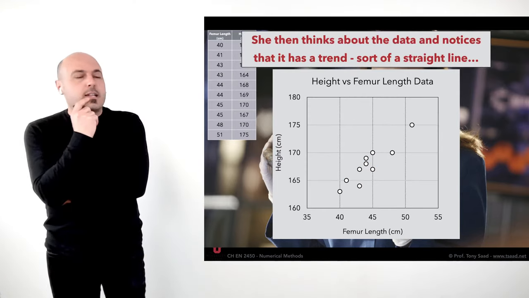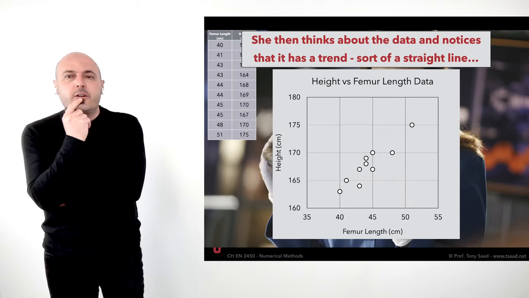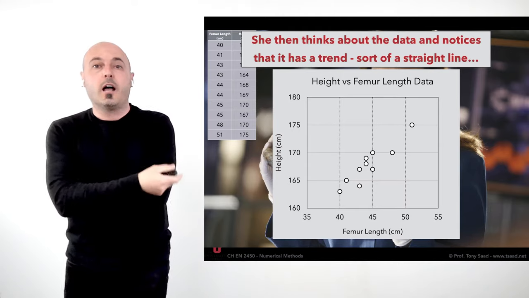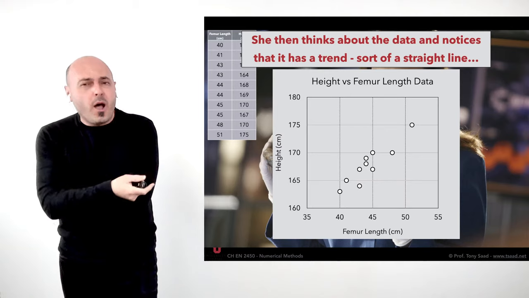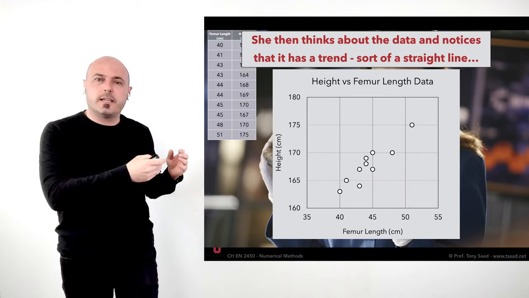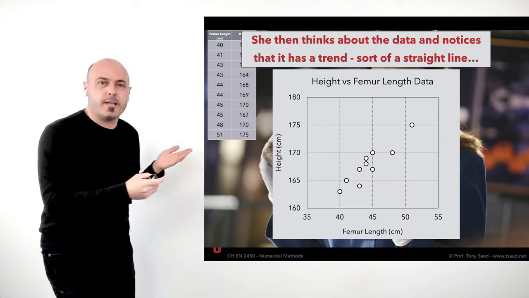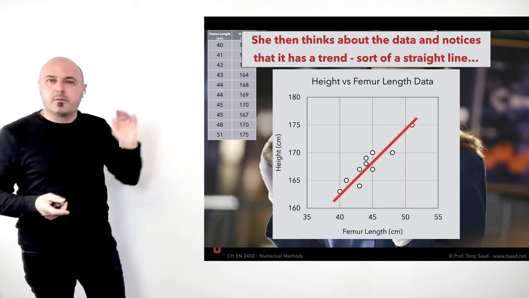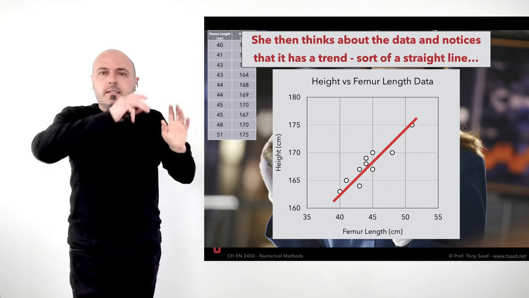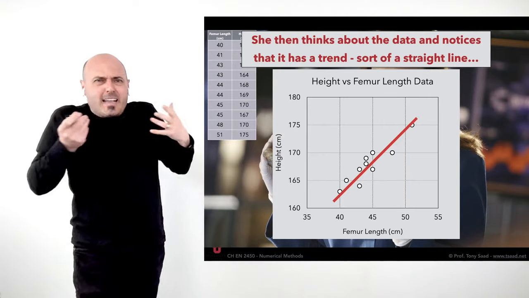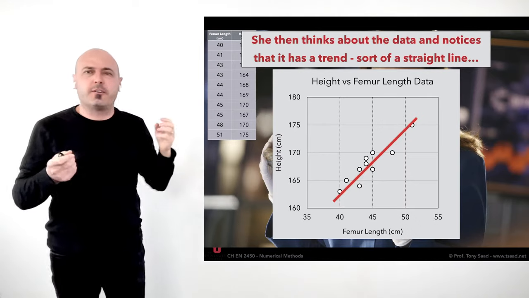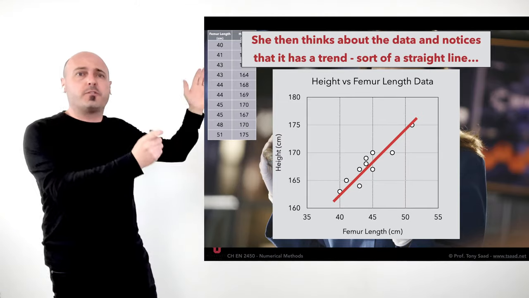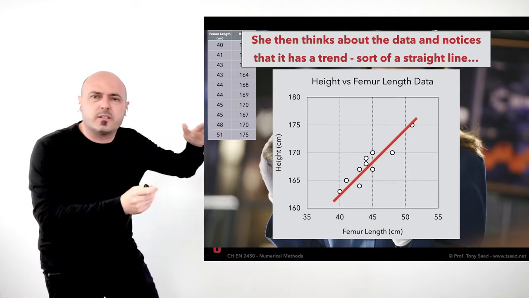Now she steps back for a second and thinks, okay, looking at this data, clearly interpolation is not a good strategy to predict the height of the individual. But she observes that there is a trend in this data. You cannot see my hand, but I'm doing my hand like this. So there's a sort of a trend along that line, right? That line doesn't hit each and every point, but it feels like on average, it captures the trend of the data. As the femur length increases, the height of the individual also increases, and there's a slope, right?